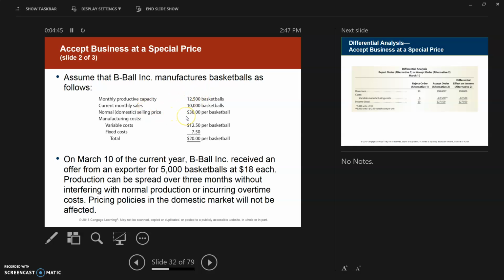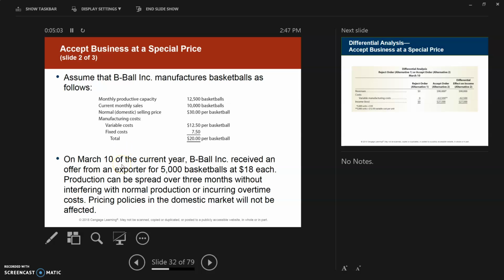They normally sell each basketball for $30. And here are the costs. The variable costs are $12.50 and the fixed costs are $7.50. So my total cost to make a basketball is $20. I sell it for $30, so I have a gross profit of $10 per basketball.